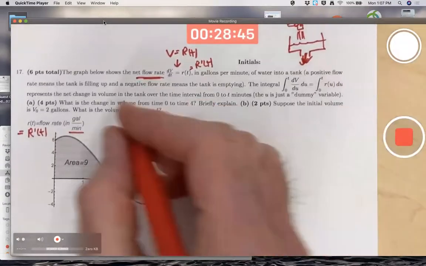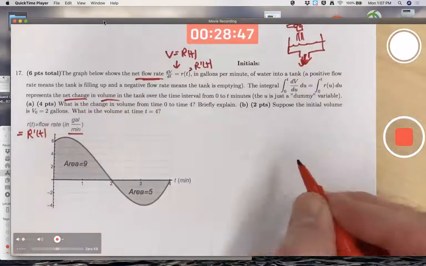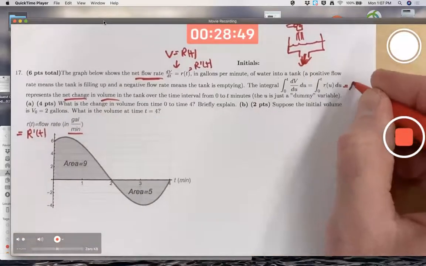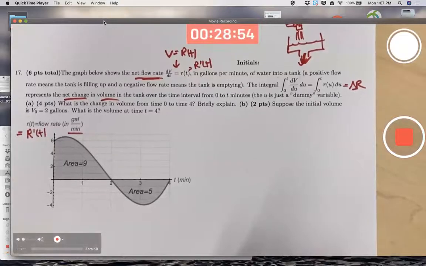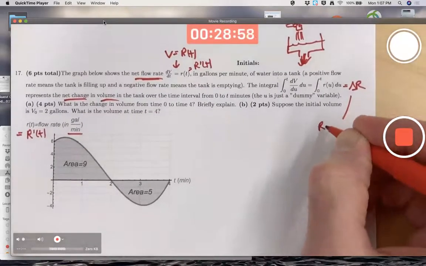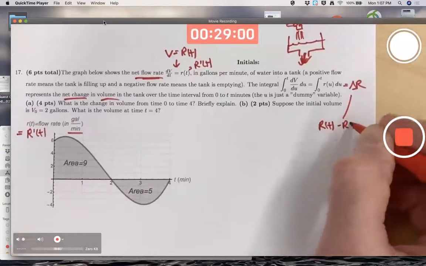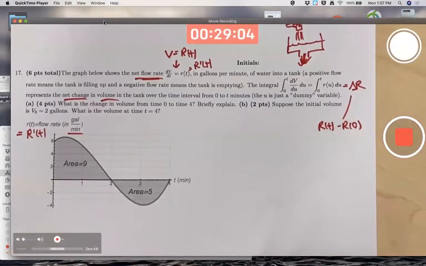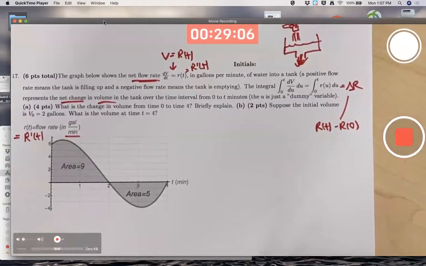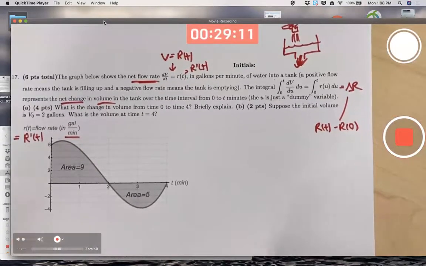The integral represents the net change in volume. You could call this delta capital R if you like. I didn't, but you could. You could also write it as capital R of t minus capital R of 0. It's the change in R, capital R, from time 0 to time t. All right, that's just the background.